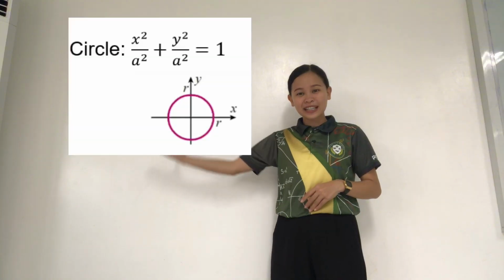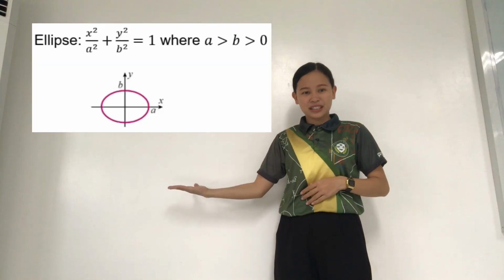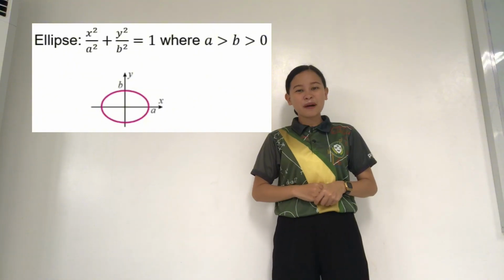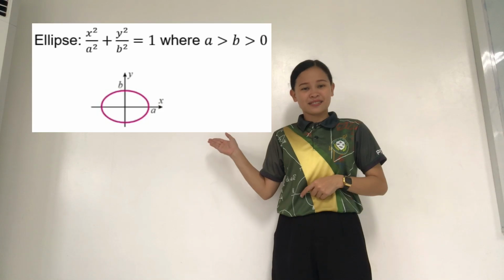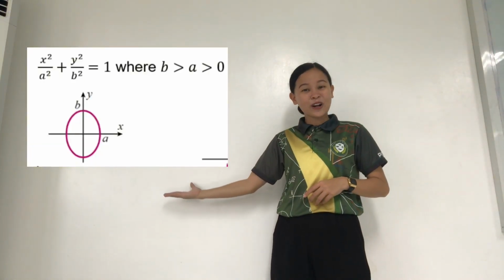Now, the non-degenerate conic sections are said to be in standard form. Here are the conic sections in standard form. First is the circle, the standard form of the circle. Next is the ellipse. So we have x squared divided by a squared plus y squared divided by b squared is equal to 1, where a is greater than b and b is greater than 0. So this is how it looks. How about if b is greater than a and a is greater than 0? Yes, this looks like this also.